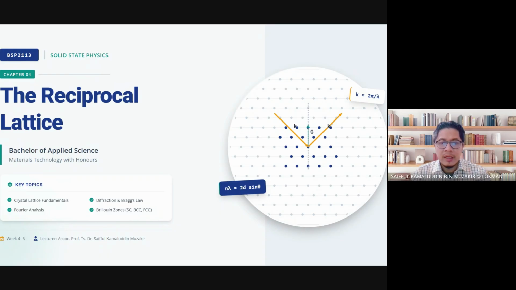Okay, so we need to take a look one by one at the gist of this topic. By the end of this lecture, I want you not only to remember the formulas, but also to understand why reciprocal lattice is such a powerful tool in solid state physics, especially for BSP students.